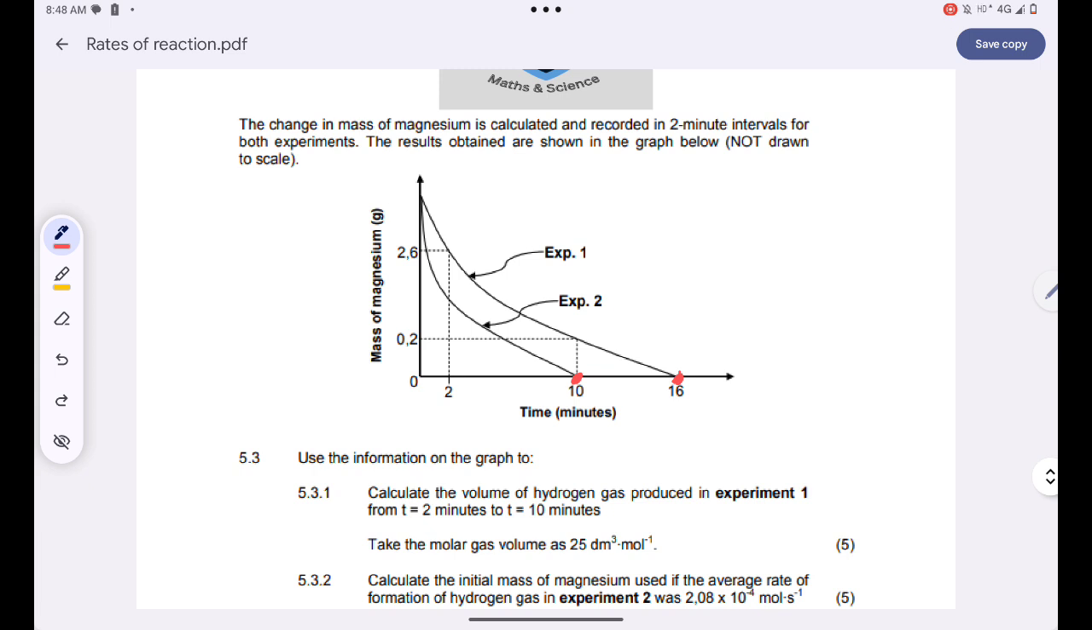Firstly, they want us to calculate the volume of hydrogen produced in experiment 1 from t equals 2 minutes to t equals 10 minutes. Okay, I can simply use my magnesium to know how much hydrogen I have formed. Are you together? Why? Because magnesium is my limiting reagent. It will be used up completely.